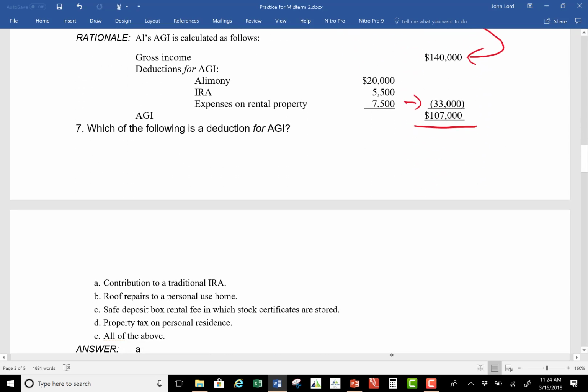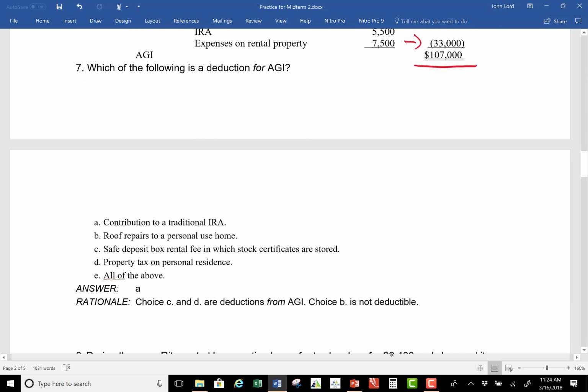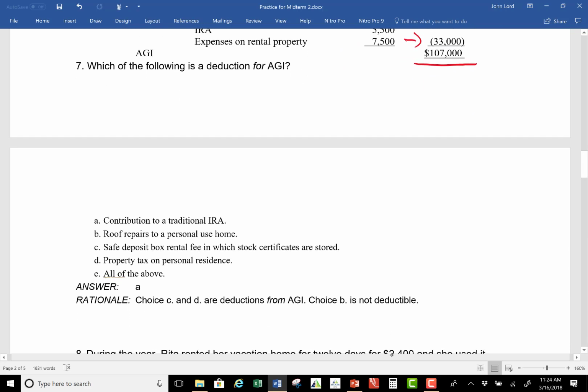Okay, good. Number 7. Stop me if you have a question. Which of the following is a deduction for AGI? And again, contribution to an IRA is a deduction for AGI. They have that right on the face of the 1040. Roof repairs on personal use home, that's not deductible anywhere. Okay? It may add to the basis of the home, so when you go and sell the home later, you don't have to pay as much tax on it, but it is not a deduction.